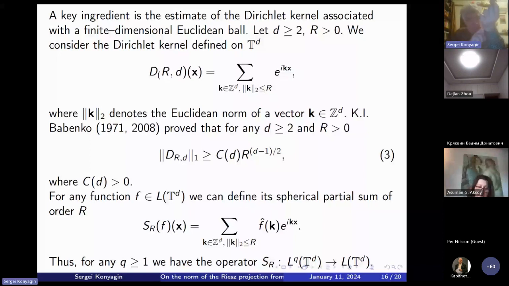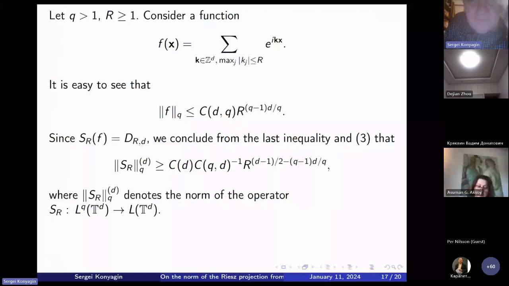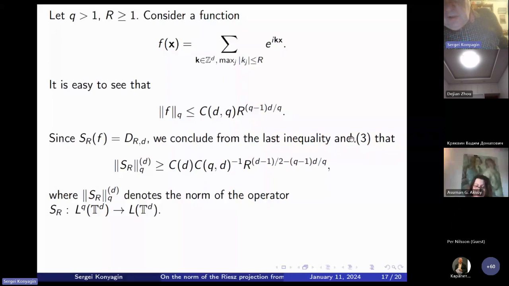Let q be greater than 1, and we consider the following function. So f of x, what is f of x? Here the vector k runs over all integral points from the cube. The cube is minus r to r to the power d. And so this is the product of the one-dimensional functions.